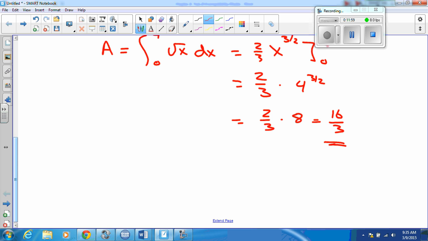So add 1 to the exponent. 1 half plus 1. I think it's 3 halves. Okay.